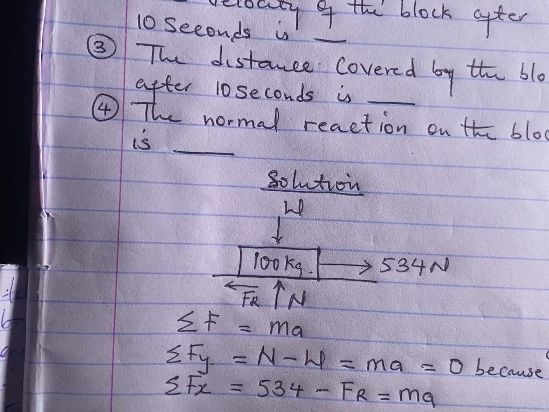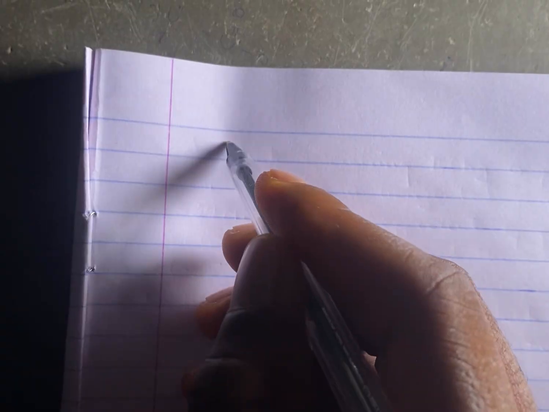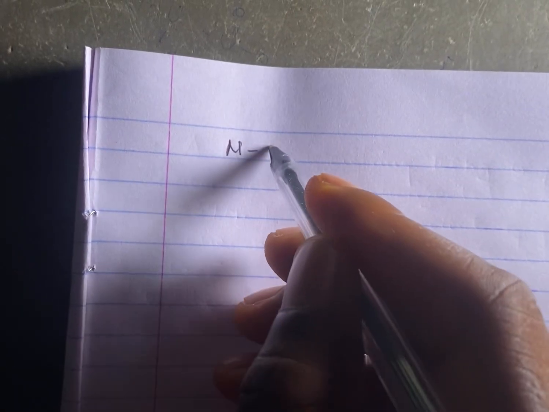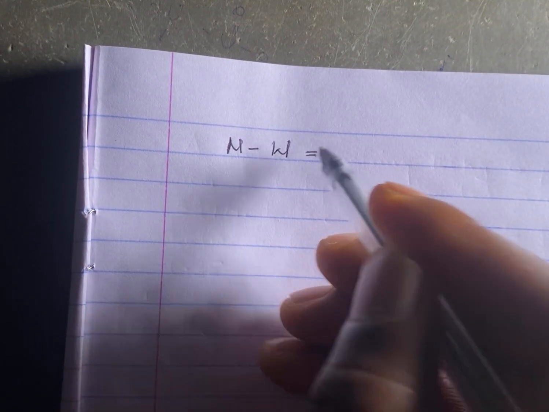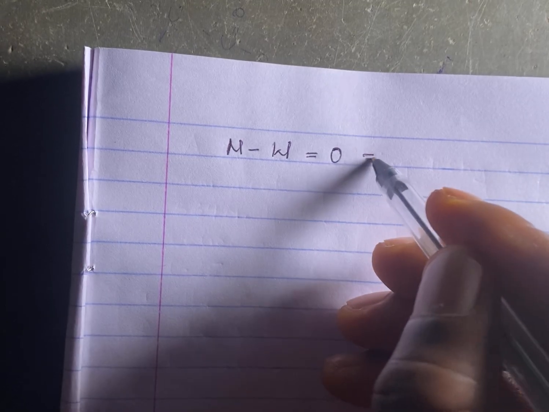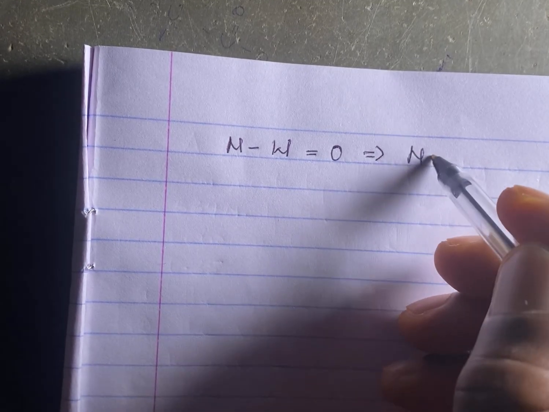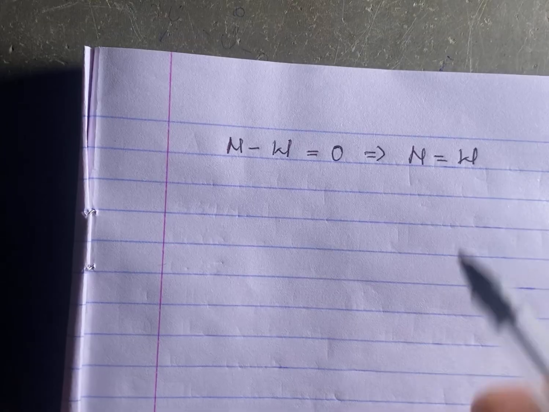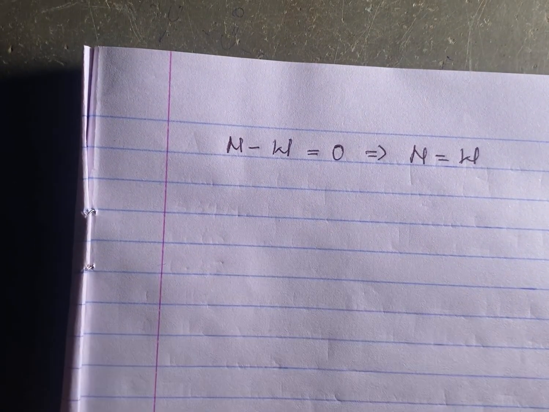Alright, so let's rewrite this equation. Rewriting the equation, you will see that N minus W is equal to what? 0. So this implies that N is equal to W. Alright? Now, what is your W?